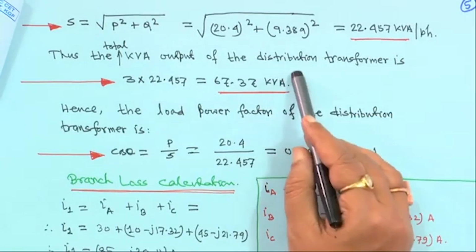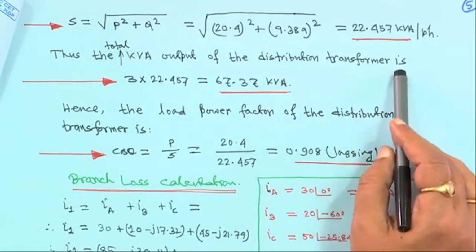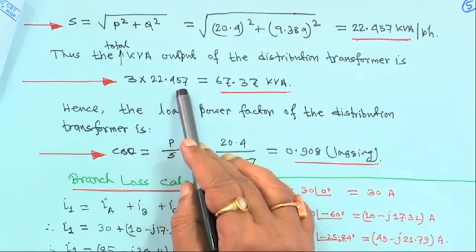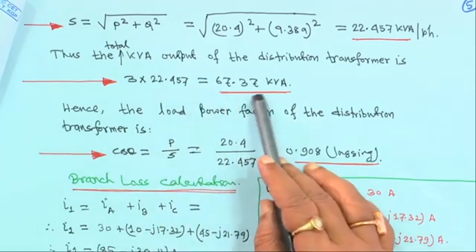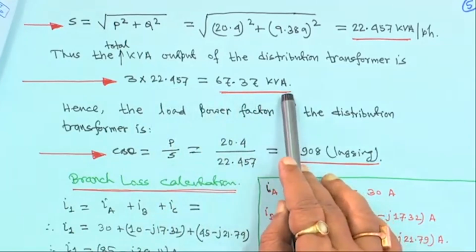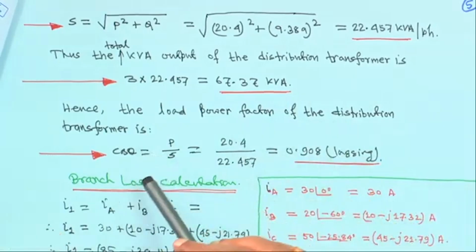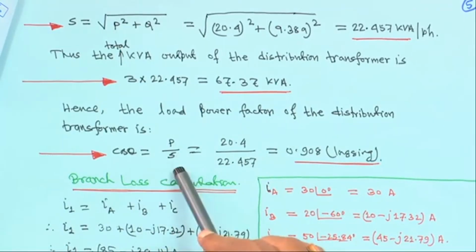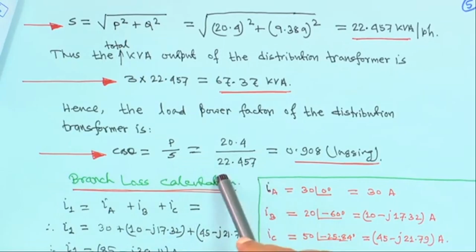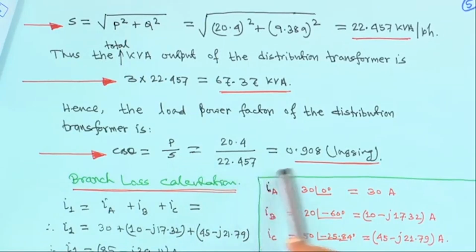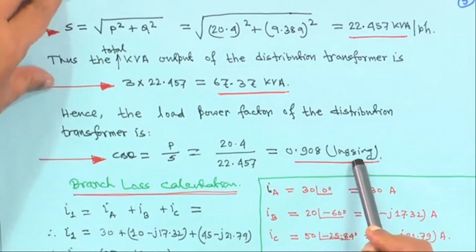Therefore, the total kVA output of the distribution transformer, it is 3 phase, so 3 into 22.457, therefore 67.37 kVA, right. Hence, the load power factor of the distribution transformer will be cos theta is equal to P upon S, P is 20.4, S is 22.457. So, it is coming 0.908 lagging power factor, right.